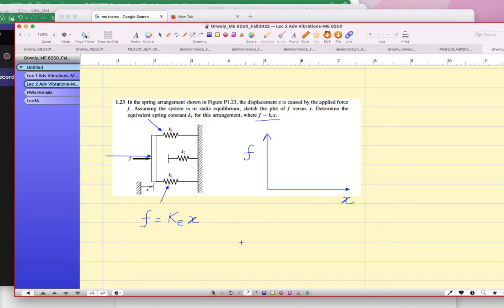If they are in series, the deflection is not the same. For example, this spring and this spring, if you pull these two springs, the deflections of spring 1 and spring 2 are not the same. This is the series combination. And in this case, the spring deflection is the same, so this x deflection is the same.